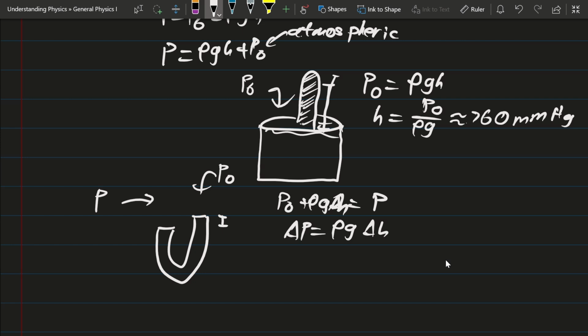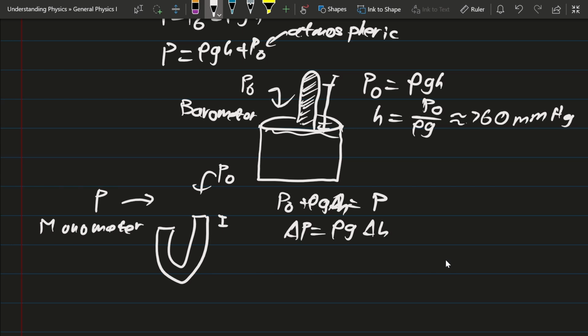So the instrument above is called a barometer, while the bottom one is called a manometer. And there's also another type of instrument which you call a gauge pressure, which basically measures the excess pressure above atmosphere. So that's the idea of you measuring pressure.